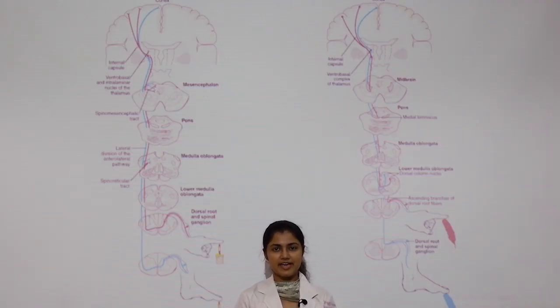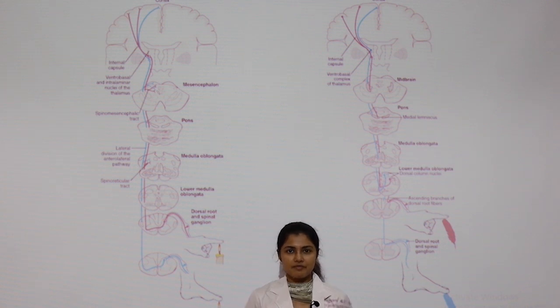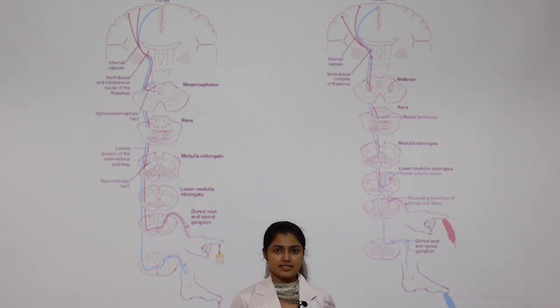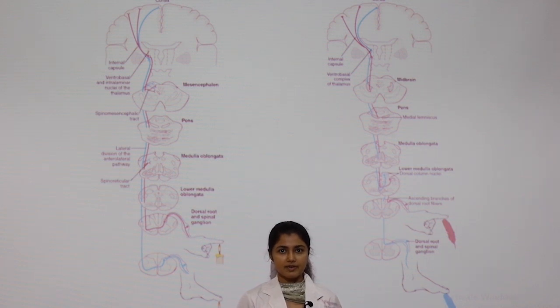Today we are going to see the examination of sensory system. Before examining, we should know how these sensations are carried to your cerebral cortex. Sensations from the body and face are carried through different tracks. The sensations from the body are carried via two different tracks. They are the dorsal column tract and the spinothalamic tract.